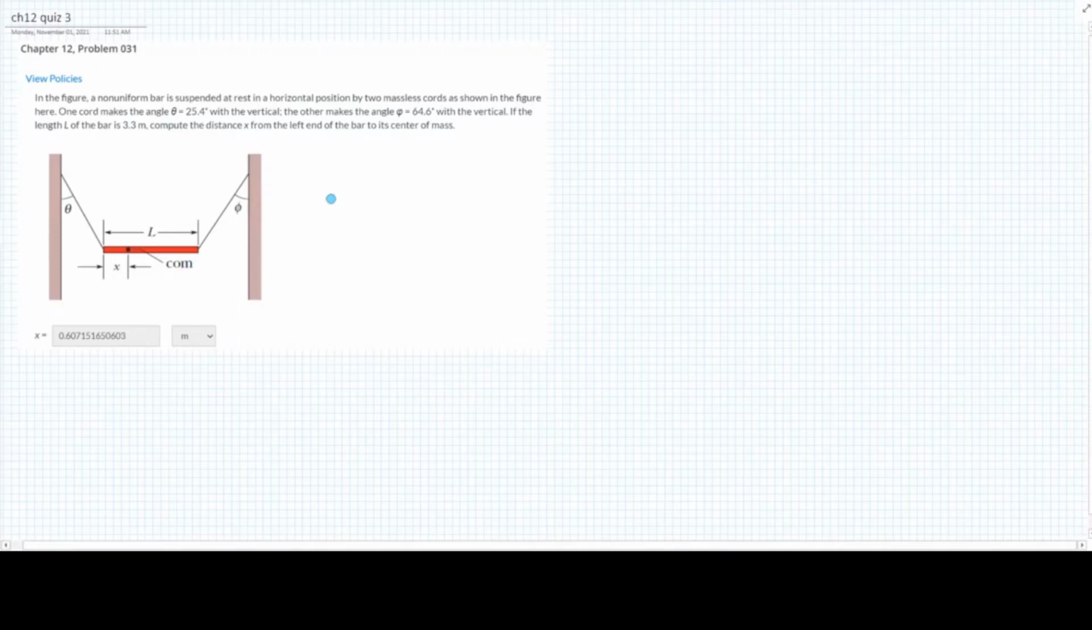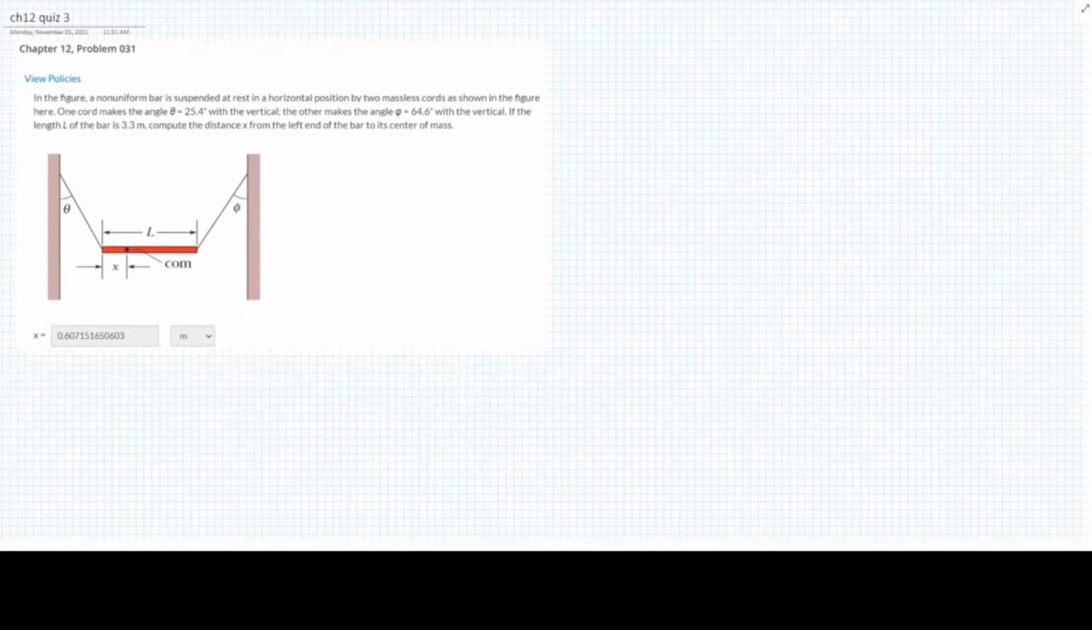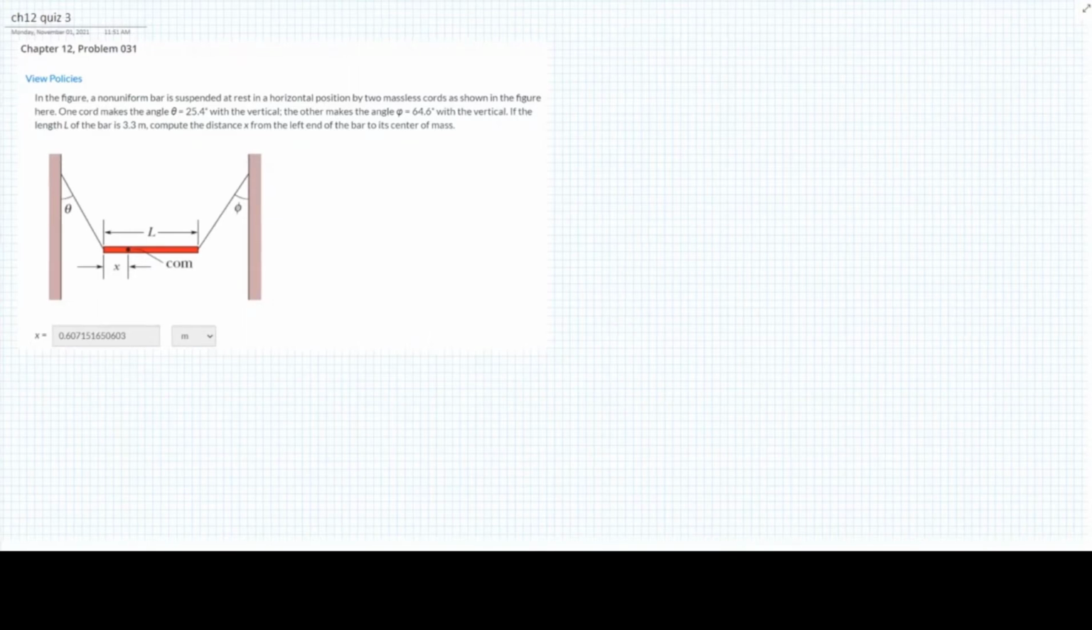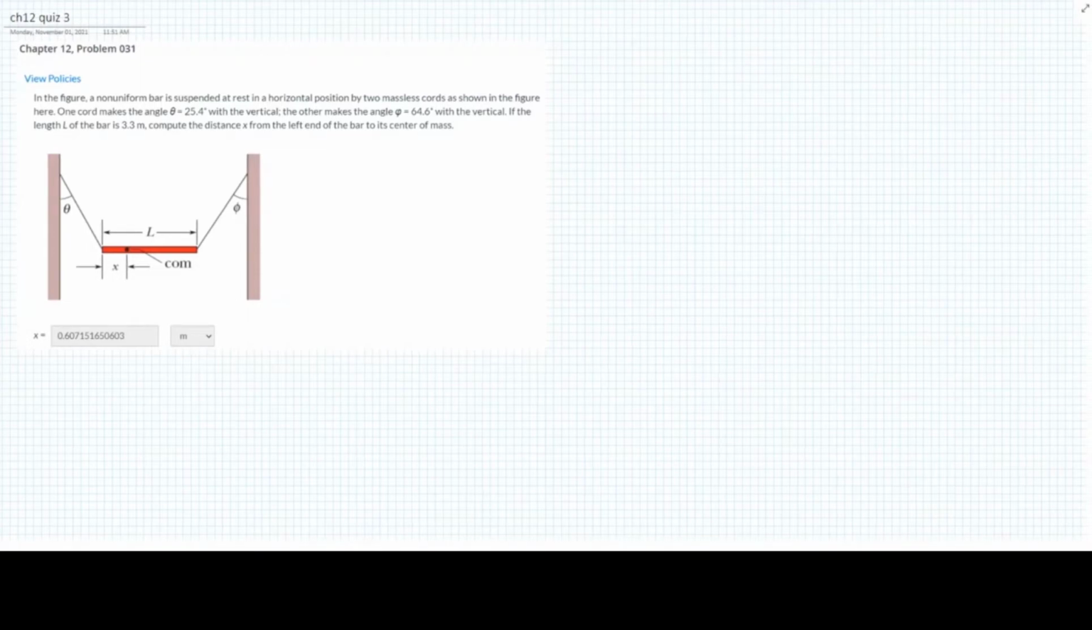So given this situation, what is the value of X? What does X need to be for this bar to be perfectly at rest horizontally, in the horizontal position? I want to get a better picture of that. Let me go to the textbook and just do a snip. This might be easier to view.